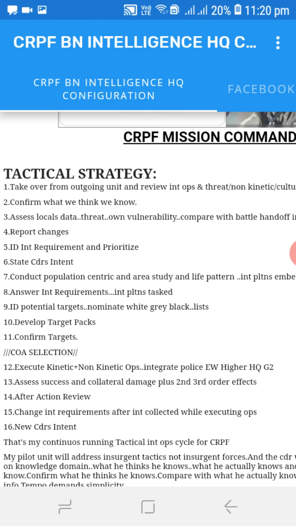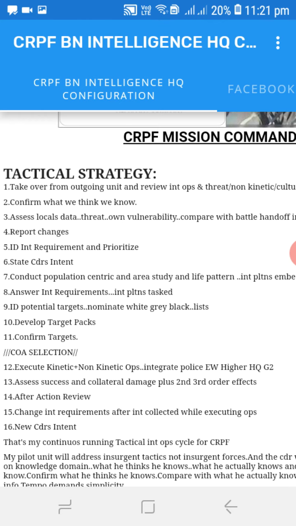and confirm the target packs. Then comes the course of action selection. ये बहुत पहले आता है course of action. This numbering is not in order. I'm just giving examples. Execute kinetic, non-kinetic operations. Kinetic are killing operations, non-kinetic are psychological and community operations and prosecution operations. Integrate police, EW, high headquarters, command control. Sorry, G2. My chashma is not there, sorry. Integrate police, electronic warfare, high headquarters, G2, the staff officer.